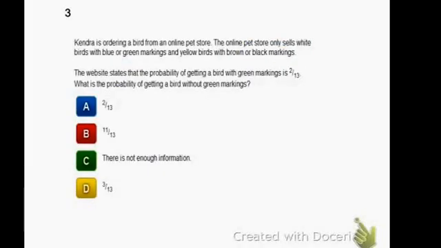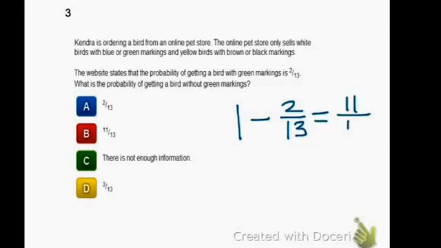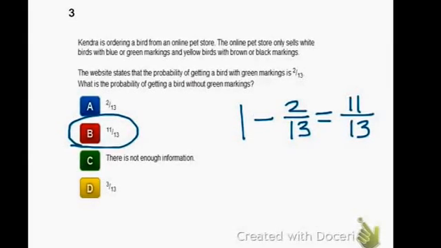Number 3, Kendra is ordering a bird from an online pet store. The online pet store only sells white birds with blue or green markings and yellow birds with brown or black markings. The website states that the probability of getting a bird with green markings is 2 over 13. What is the probability of getting a bird without a green marking? So that means it's going to be everything but the 2 out of 13. So I'm going to say 1 subtract 2 out of 13 is going to give me 11 out of 13. Everything but the green. So that would be answer choice B.